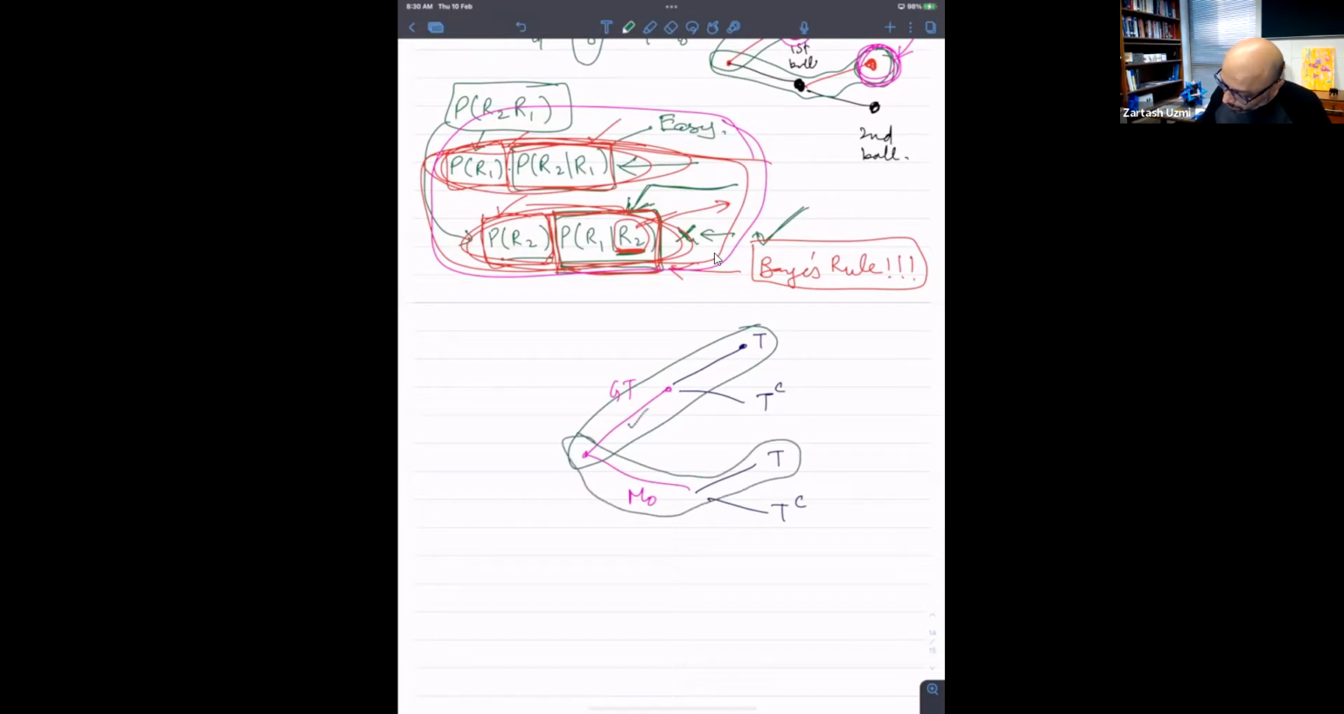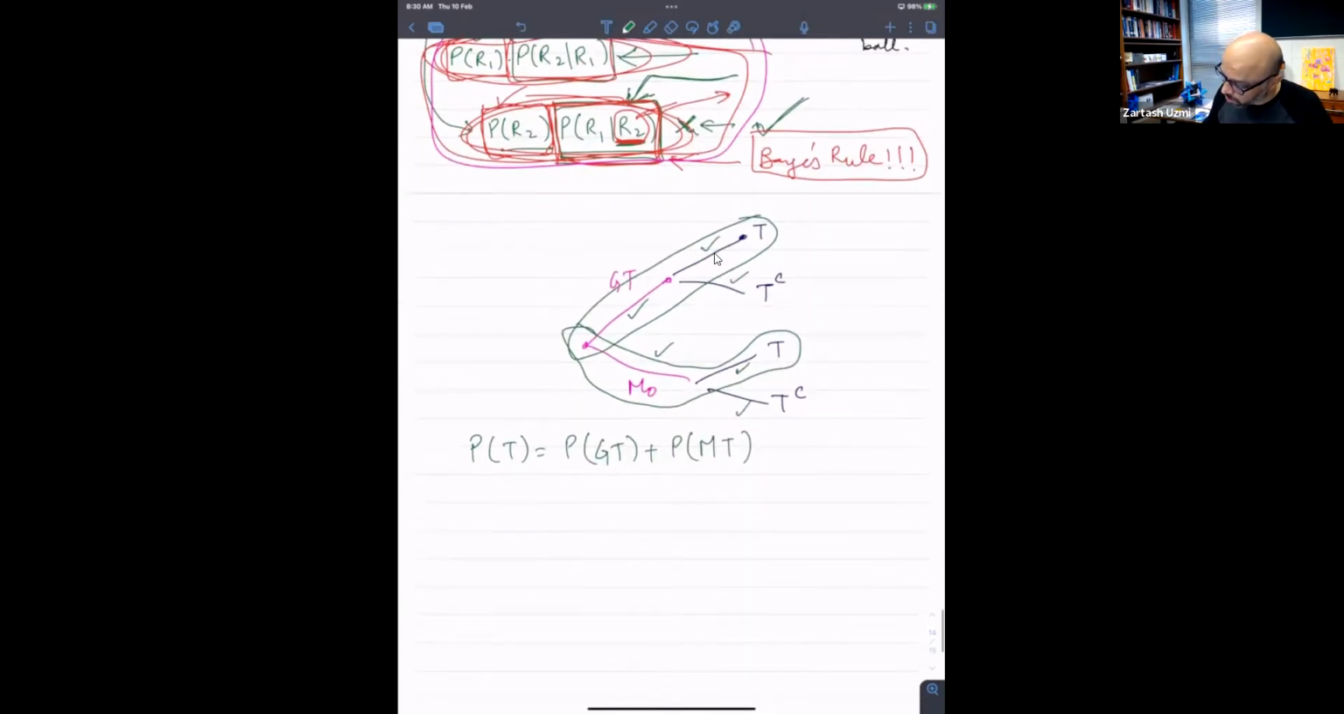Okay? We know this probability, this probability, this one too, we know all of these. Okay? So the probability of getting a ticket is going to be the probability that you took GT road and you got a ticket, plus the probability that you took the motorway and you got a ticket. That's the probability. And this is the law of total probability. Law of total probability. Or we also call this partitions.